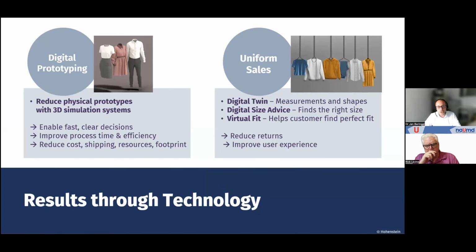So why digital prototyping? Well, it reduces physical prototypes with 3D simulation. You no longer make samples and ship them around the globe for certain fittings. It enables fast and clear decisions, improves process time and efficiency, reduces the cost in shipping resources, and reduces your carbon footprint. So this fits in very nicely with the sustainability story of your brand. And when we look at uniform sales, basically a digital twin, digital size advice, virtual fit, reducing returns, improving the user experience.